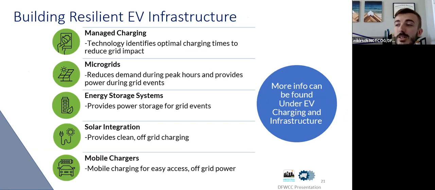So there are various ways to build resilient EV infrastructure to reduce stress on the grid and peak demand. There are tools listed here that show how to install chargers or software that reduce the impact to the grid directly. There's microgrids, solar integration, mobile charging, energy storage options that can be utilized in the event the grid does go down or the peak demand is really high at that time. These are just some of the ways to mitigate impacts to the grid. More information on these topics can be found here under charging and infrastructure. It'll give you more of a detailed analysis of each of these types of resilient EV infrastructure that you can implement in your own planning. Next page.